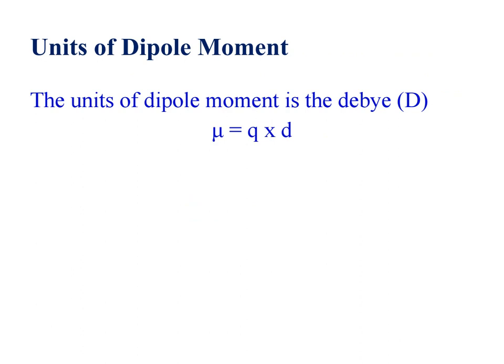Let's move on to the units of dipole moment. Let's take the charge separated by an electron, and the distance between the atoms as 1 angstrom. Then the dipole moment equals charge times distance between the atoms. Generally, dipole moment is represented by D, capital D, as we usually abbreviate it.